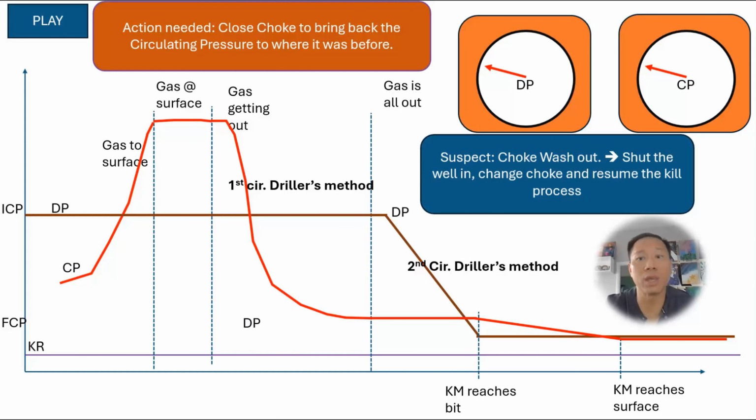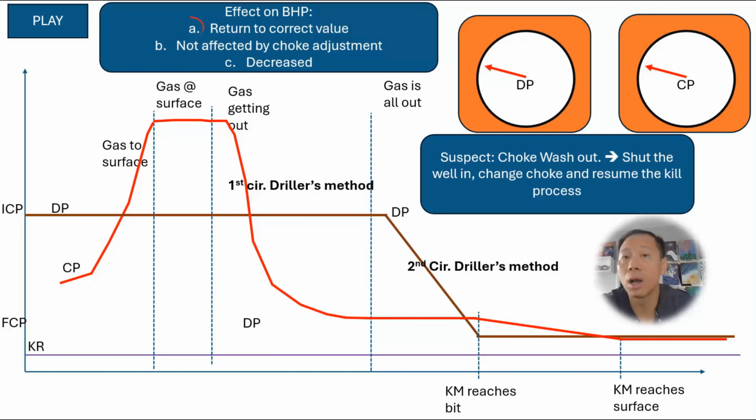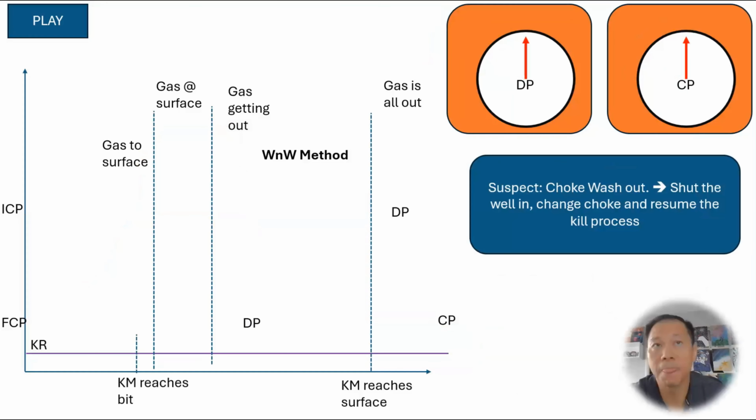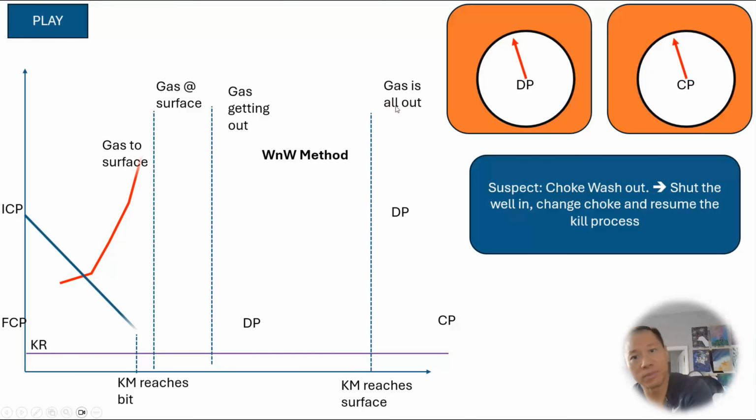What happened with the weight and weight method? Weight and weight method, only one circulation. You pump kill mud, circulate the influx out of the well, killing the well, regain overbalance, and at the same time in one circulation. The pressure regime progress in here is like this.